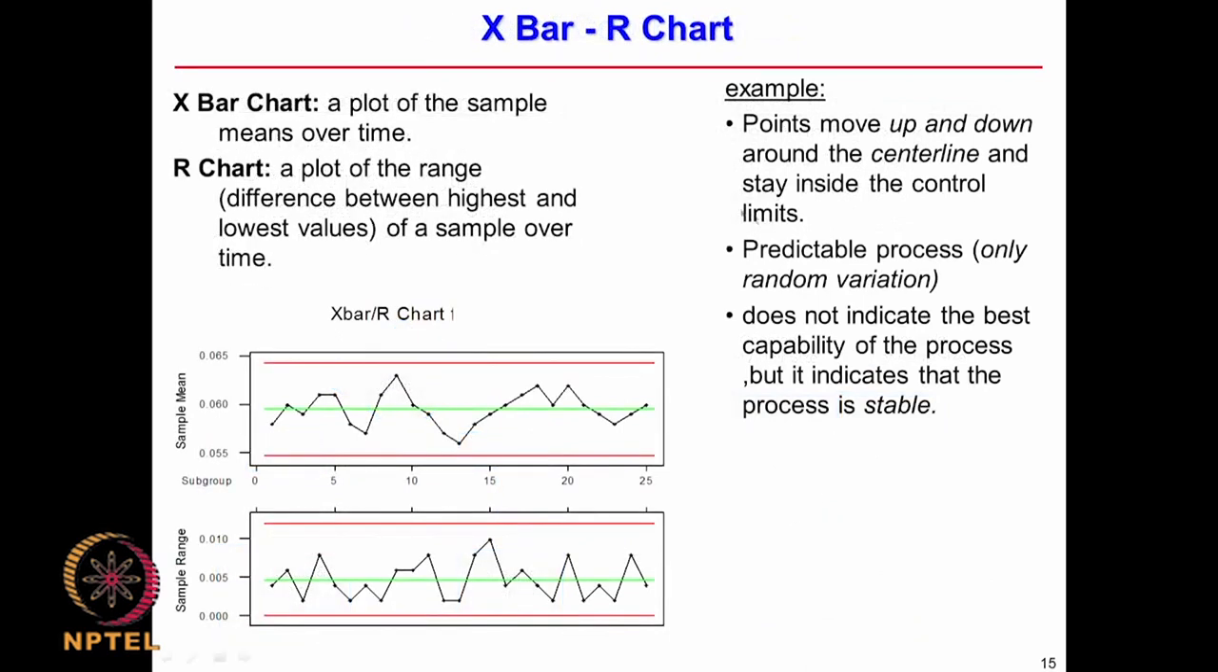So, X bar chart and R chart: X bar is the average, R chart is the range. As the name implies, it is very straightforward. You have the X bar and this is the range. You plot them with plus or minus 3 sigma. Points move up and down around the central line and stay inside the control limits, a predictable process. Only this is called a random variable. It does not indicate the best process, but still it is a stable process.